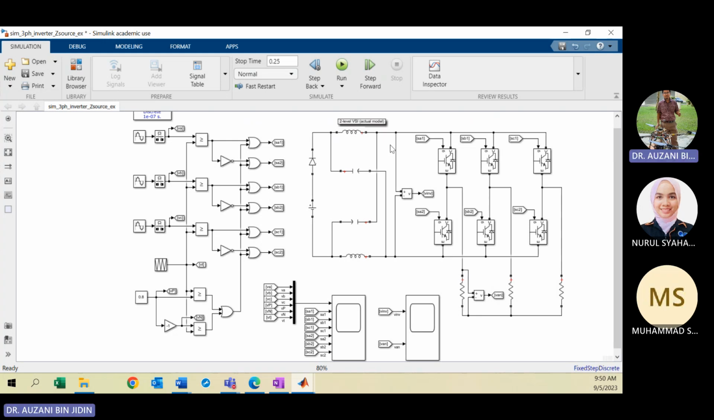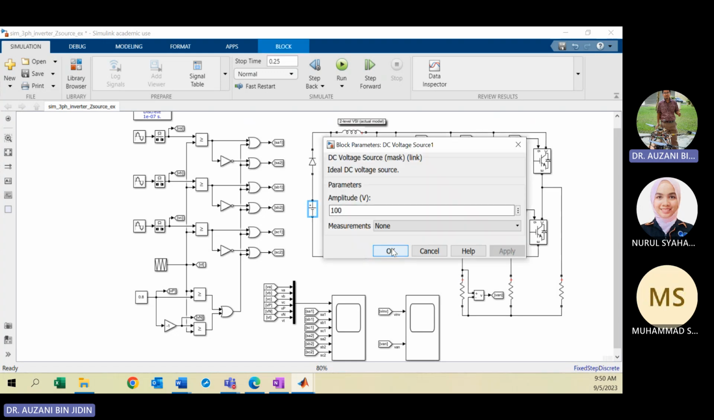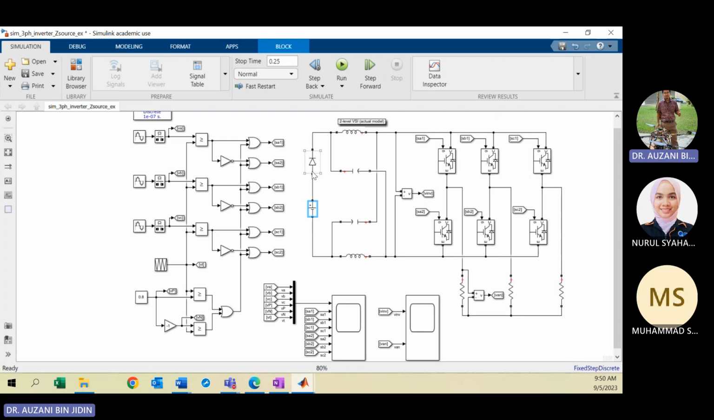After this class, I can upload this file to the Microsoft Teams folder. So you have the DC voltage here. VDC is 100 volt, same as in the question. You have the diode here. This is the impedance network, with two identical inductors and two identical capacitors. Here is the inverter, then we just connect to the passive load, R load only.